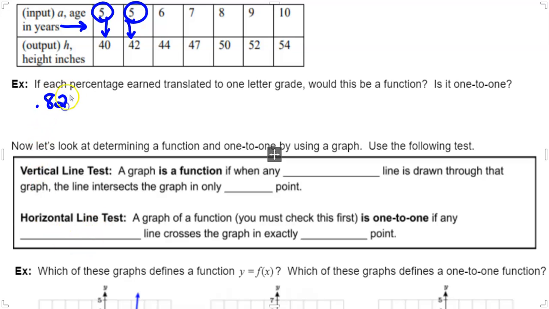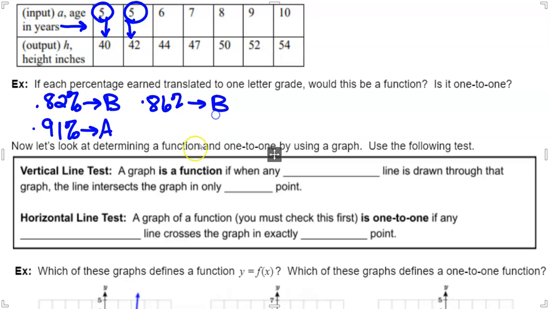So if I say I have 82%, that translates to a B. If I had a test grade, say on a test, of a 91%, that translates to an A. If I end up having 86%, and that translates again to a B, and at this point, if I say those are my 3 tests for the semester, do I have a function? Well, the question would be, are all of my existing inputs unique? In this case, yes, it is. Doesn't matter whether these outputs are the same, that's okay. It's that for a function, the inputs have to be different.